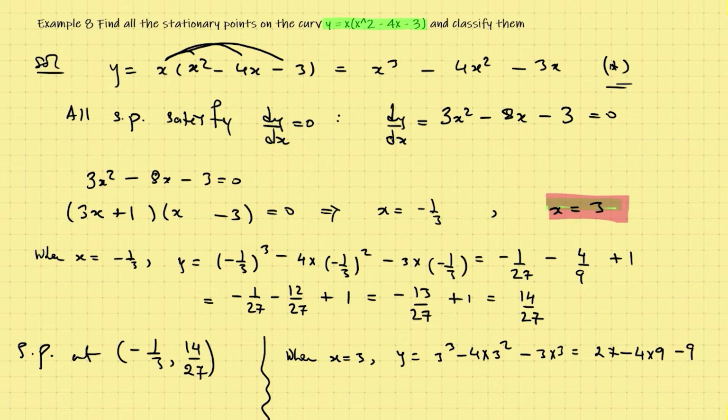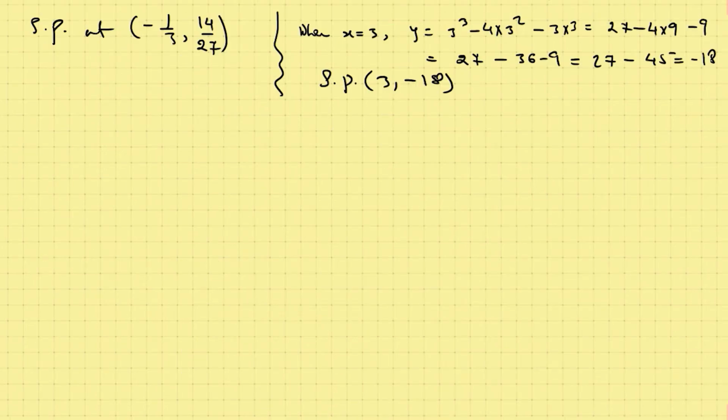Which is going to be 27 minus 36 minus 9, which is 27 minus 45, which is actually minus 18. So our stationary point for the second one is actually at 3 and minus 18. So we've worked out two of our stationary points. Let's now determine their nature.